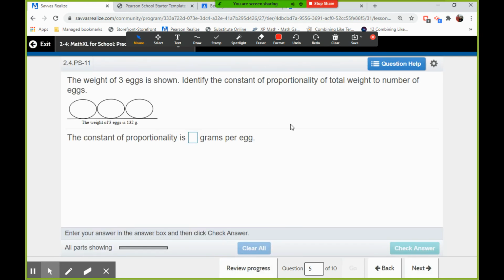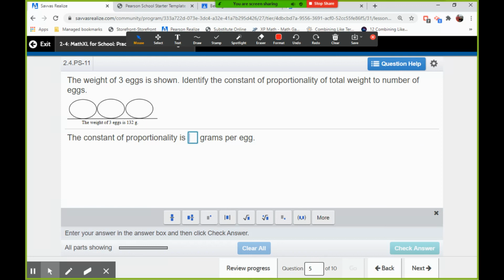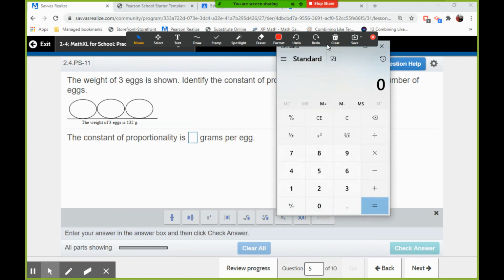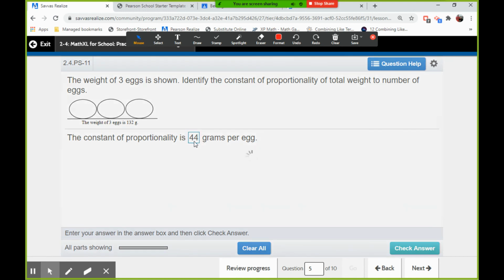The weight of 3 eggs is shown. Identify the constant of proportionality of total weight to total number of eggs. Basically, you have 3 eggs, and the 3 eggs weigh this much. You're just figuring out what your constant of proportionality is. How much does an egg weigh? So in this instance, you're just taking your weight, 132 grams, and dividing it by how many eggs there are, 3. 44 grams.